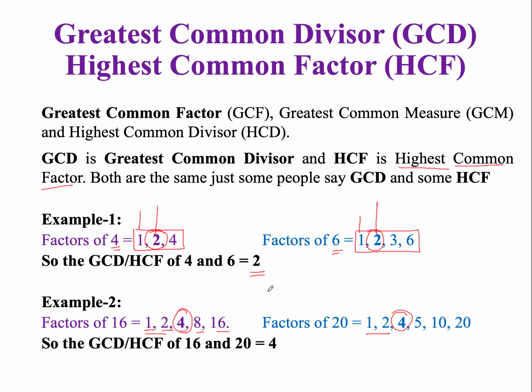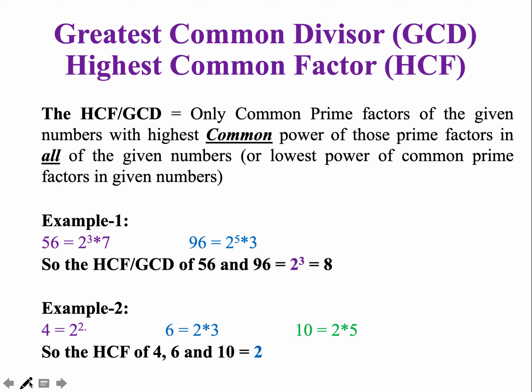Next, we will learn how to find the highest common factor mathematically. So moving on, we have the next slide here. To calculate the GCD, we once again prime factorize the numbers and look at the highest common power of those prime factors which are available in all the numbers. That means we have to look at the common factors and the highest common power that is available.